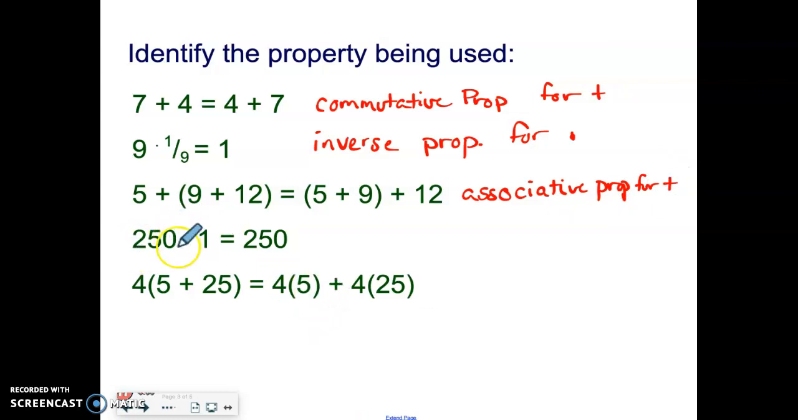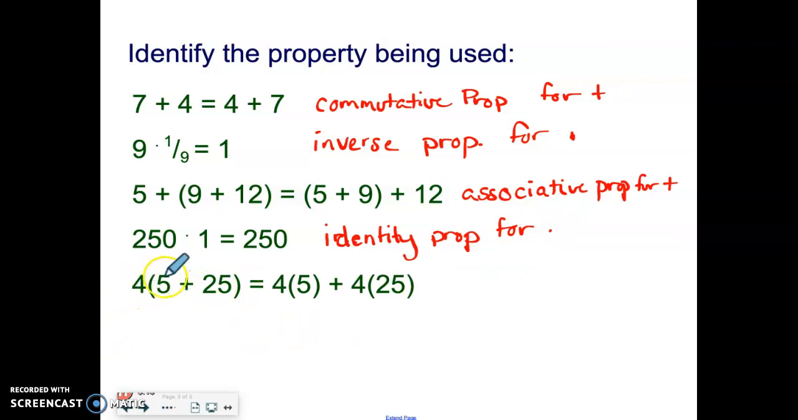Here I have 250 times 1 is equal to 250, so the value didn't change. I multiplied it by an identity, so this is the multiplicative identity. So this is the identity property. Okay, and it's for multiplication.